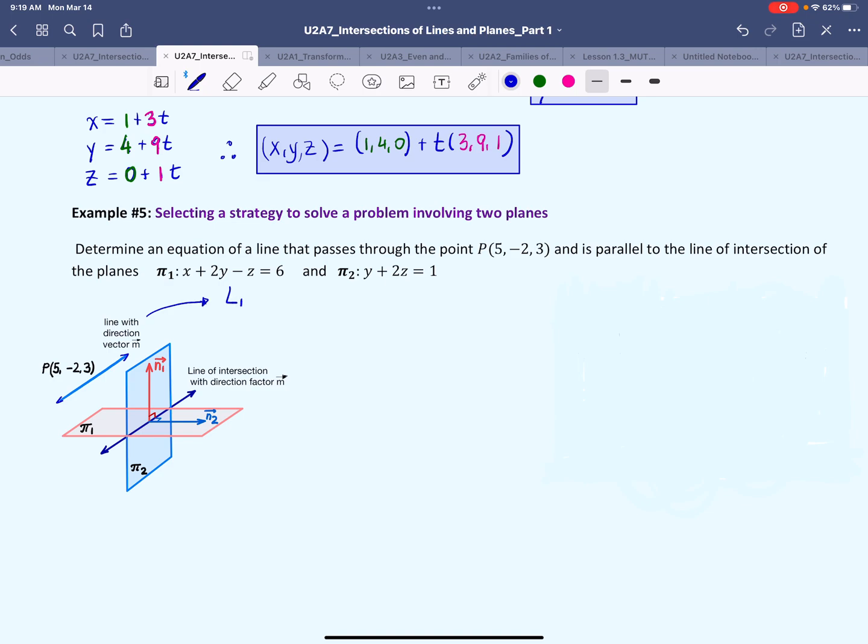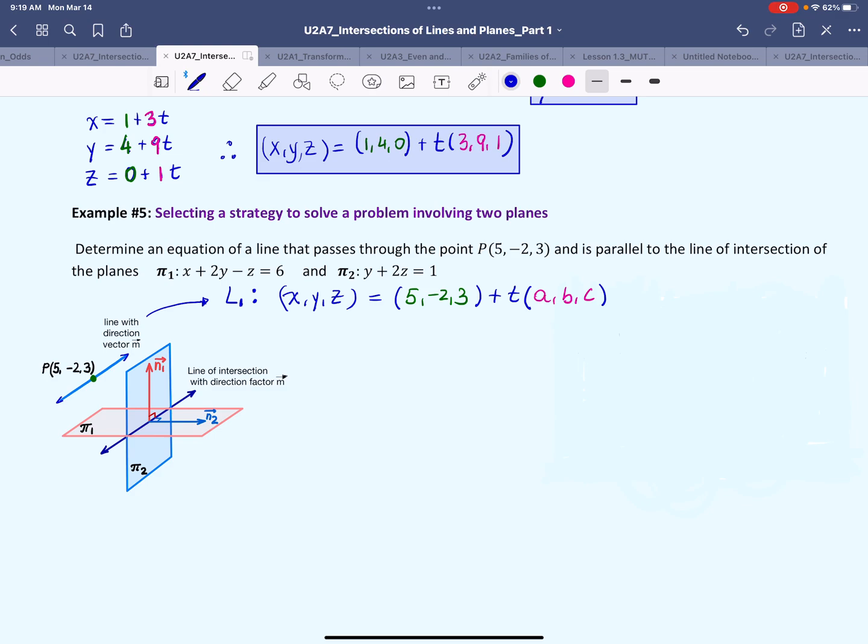we're going to say that the line L1 that we're about to find will have the equation in vector form (x, y, z) equals the starting point, and it only makes sense that for the starting point we use the coordinates of point P, (5, -2, 3), plus some scalar, and then the coordinates of the direction vector, which we are about to find. And for now, we're going to call them by the letters A, B, and C.